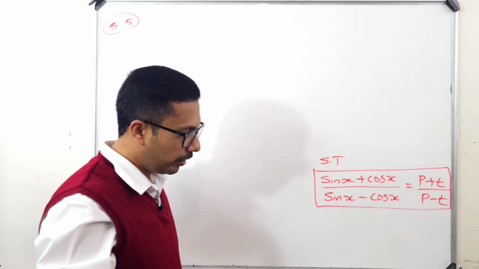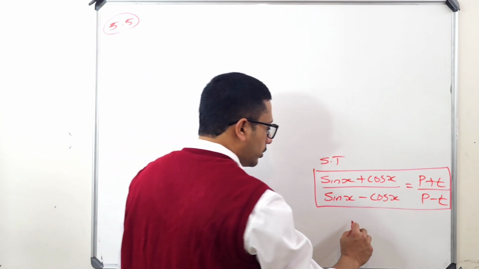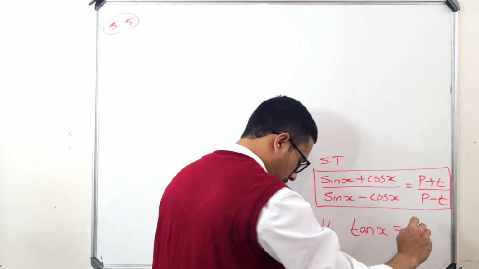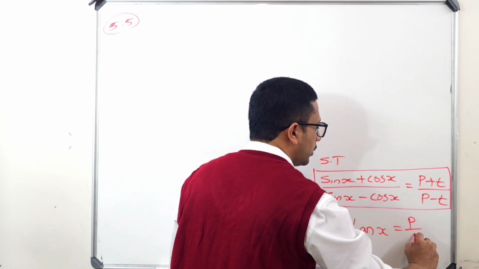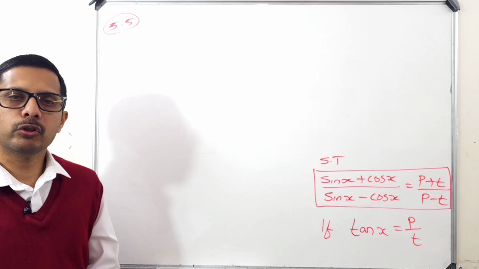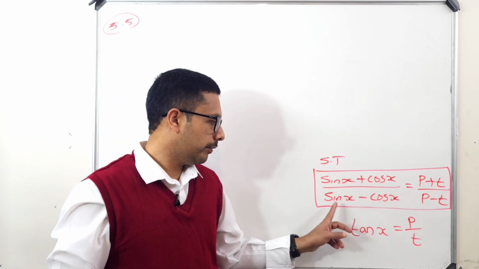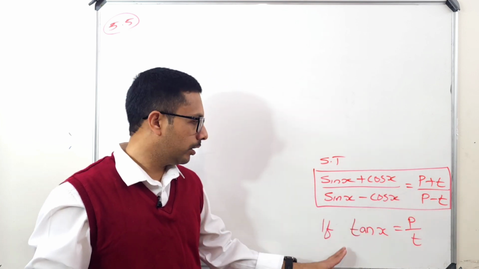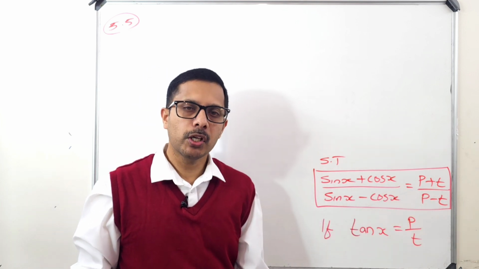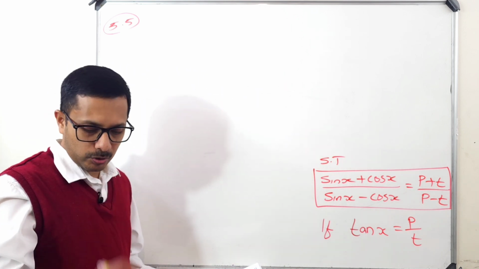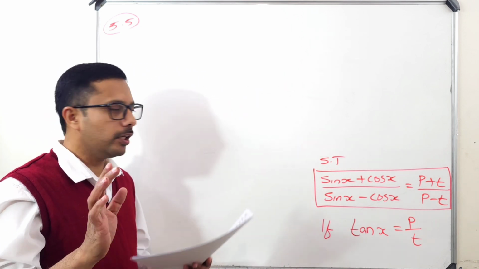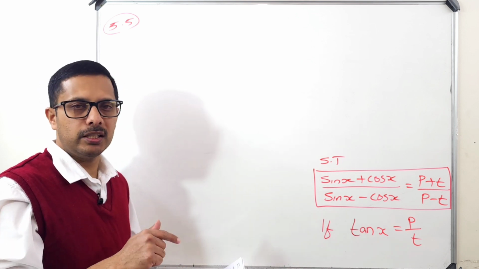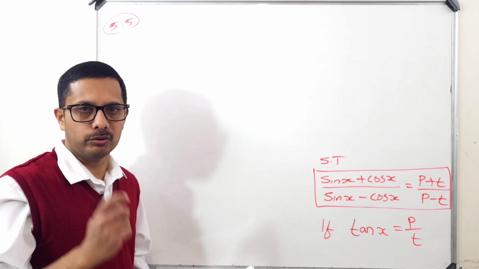And also one more thing given. What is that one? It is given like this, if tan x is equal to p over t. So what you have to prove? Sin x plus cos x divided by sin x minus cos x is equal to p plus t divided by p minus t. And what is given? Tan x is equal to p over t. Okay, so first like what I said on the previous question, pause the video and try your level best to answer this question. Then after that play it again and check whether your answer is correct.